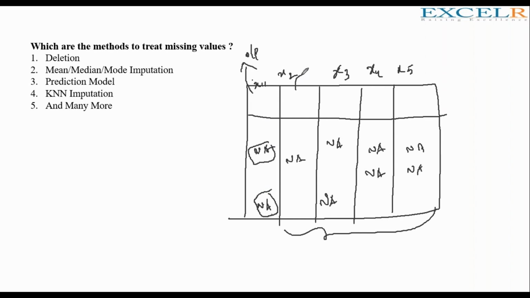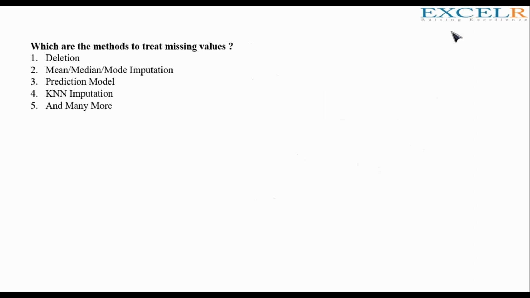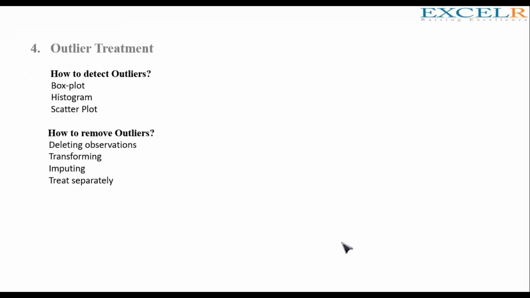In that way, every time, each and every variable which has got the NA values will become the output variable, and the rest of the variables will become the input variables. Got it? So this is the way the prediction model works. And then comes your outliers.